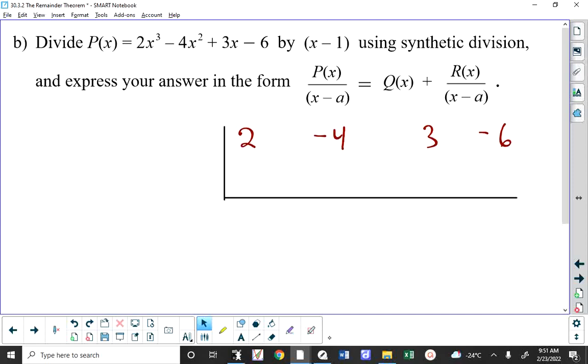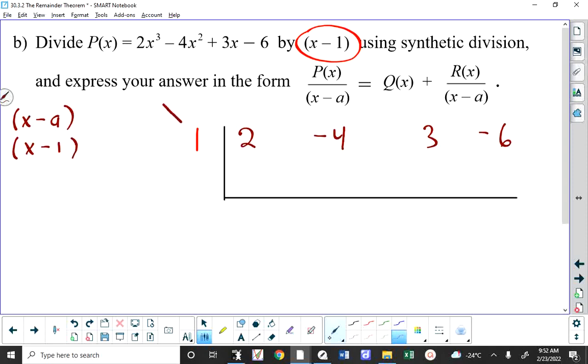But the thing we're going to put to the left of this box is the zero of the binomial, the number that makes this binomial equal to 0. So what number makes that equal to 0? Well, 1. And I want you to note that if we're comparing x minus a to x minus 1, the thing we're putting here is a. A is the 0 of the binomial. And you do one more thing before you get started, which is to bring the first coefficient down below the line.